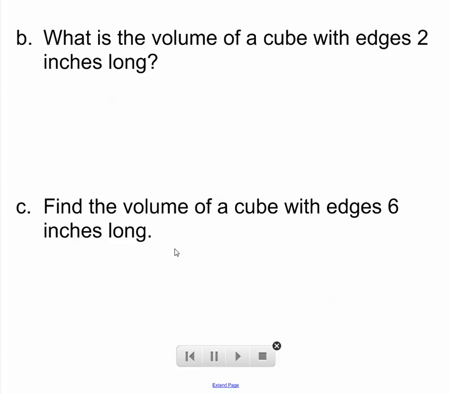What is the volume of a cube with edges 2 inches long? Well, the thing about a cube is all the dimensions are the same. That's the key thing about a cube here. So when we do area of the base times the height, which is length times width times height, they're all the same thing. So we can just take the side length and cube it. In this case, 2 cubed is 8. So 8 square inches. I'm sorry, cubic inches.